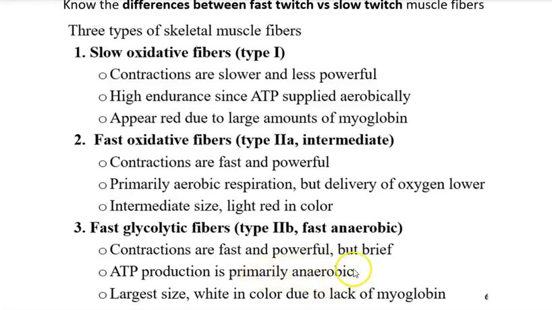And you're going to see, let's say in a sprinter, a lot of fast glycolytic fibers. They need a lot of movement, but for a brief period of time. So contractions are going to be fast and powerful, but brief. And the ATP is going to be supplied anaerobically.